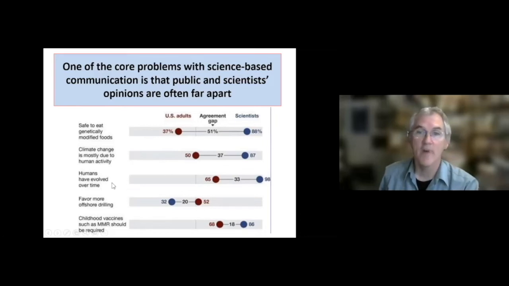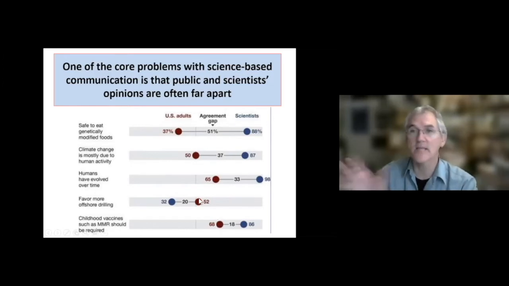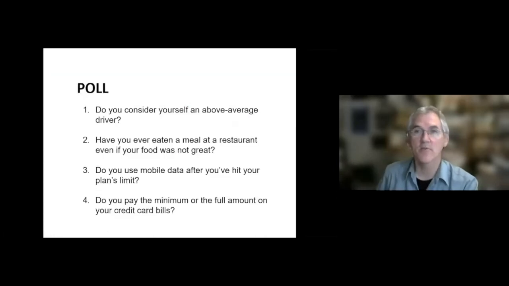Have humans evolved over time? 98% of scientists said yes, only 65% of the public said yes. Do you favour more offshore drilling? 52% of scientists said yes, only 32% of the public. Should childhood vaccines such as measles, mumps and rubella be required? 86% of scientists said yes, but only 68% of the public said yes. So clearly there's a gap between information and fact-based thinking and others.